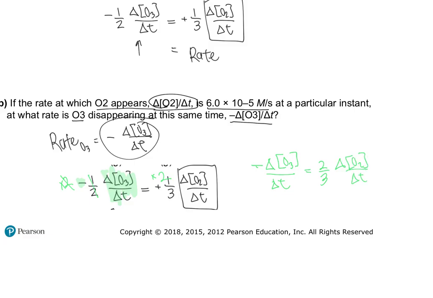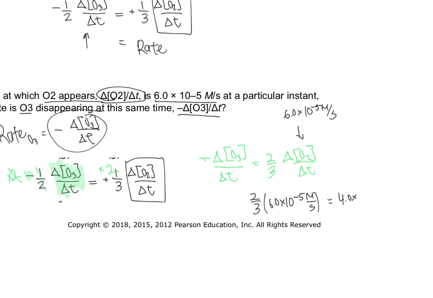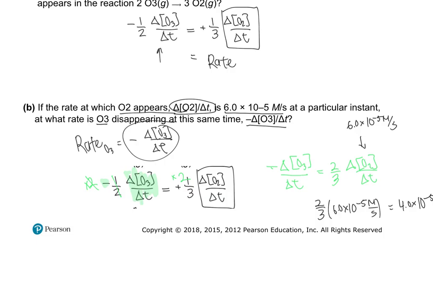And they told us that that has a value. They measured the value at which the oxygen appears: 6.0 times 10 to the negative fifth molar per second. So we're just going to plug that number in. We're going to get 2/3 times 6.0 times 10 to the negative fifth molar per second, and that's going to equal 4.0 times 10 to the negative fifth molar per second. So basically, what we want to find is the rate of disappearance of ozone, and we have a number for the rate of appearance of oxygen.